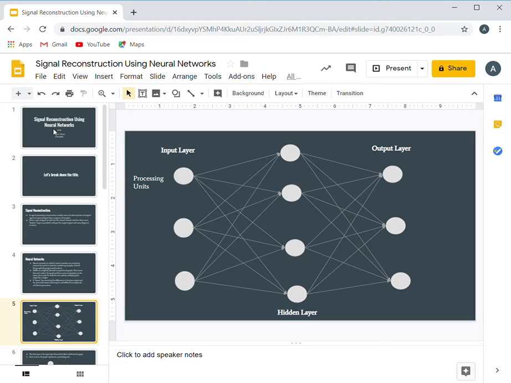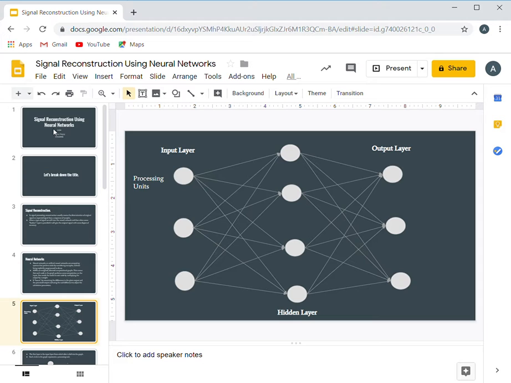So this is the diagram. As you can see, there are three layers. The first layer is the input layer, and the last layer is the output layer. There is no computation done in those layers. These are just placeholders for data to input and output. The main computation occurs in the middle layers, or the hidden layers. Here I have only drawn one, but there can be multiple.